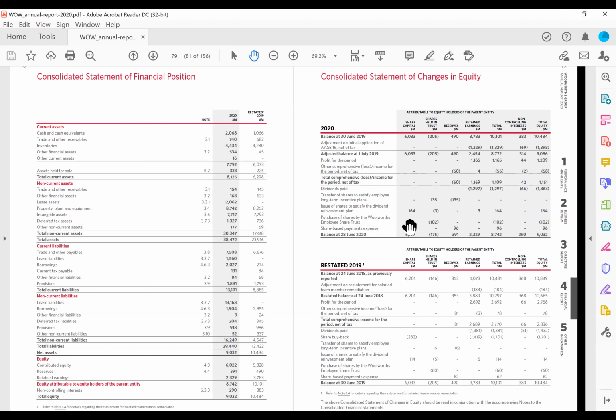Then it shows all of these different things that have happened to equity. So there was a change in share capital. They issued more shares. There was a change in their reserves, a change in their retained earnings. And all of those things have caused there to be a balance of 9,032. And this must match the balance at the bottom of the balance sheet for 2020. So we're just seeing the link there with the statement of changes in equity.